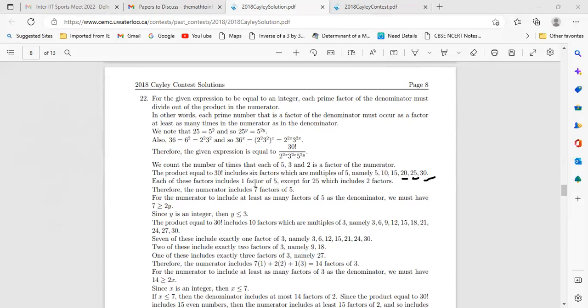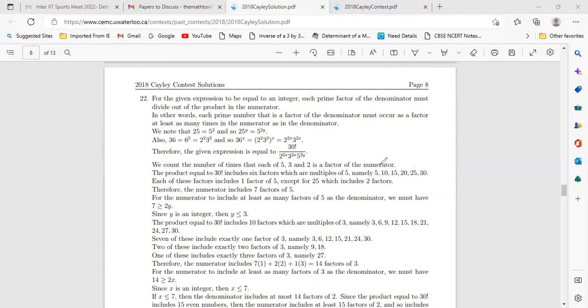So that's what they're trying to say. Each of these factors includes one factor of 5, except for 25, which includes two factors. Okay, what does it mean? They're saying that 5, 10, 15, 20, and 30 all have 5 to the power 1: 1 into 5, 2 into 5, 3 into 5, 6 into 5, like that. But for 25, you have 5 squared, 5 into 5, so you have two factors, right?